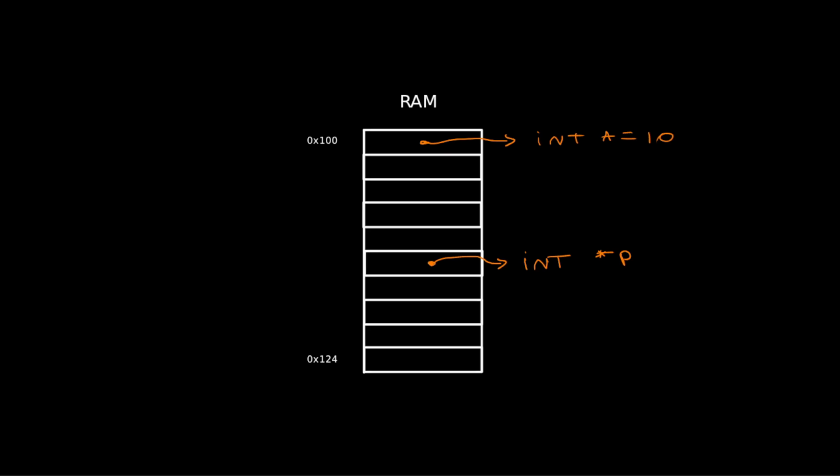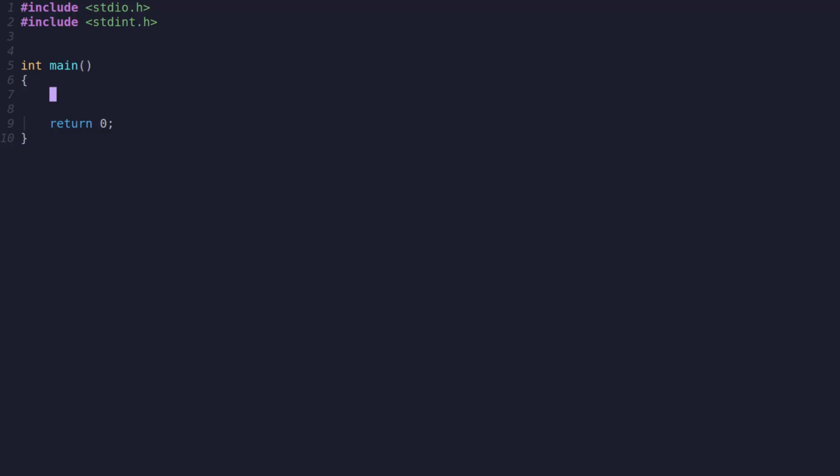Now, to make my pointer point to the variable a, we need to pass the memory address where my variable a is stored. In this case it is 100. Now my pointer is pointing to this same location where the variable a is stored, and now I can access and modify the variable a through the pointer p. Now let's see how this works in the code.